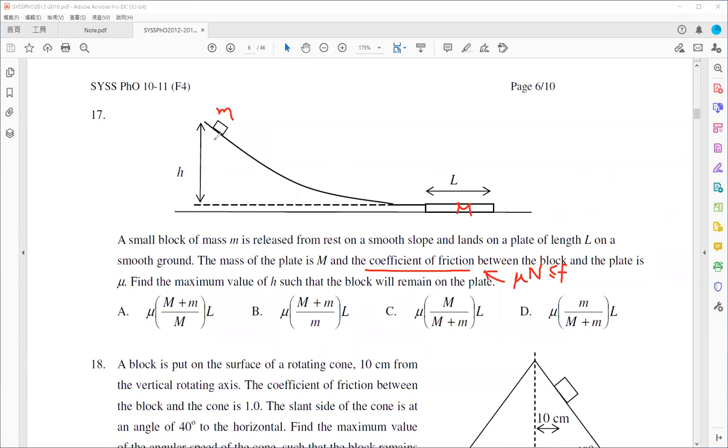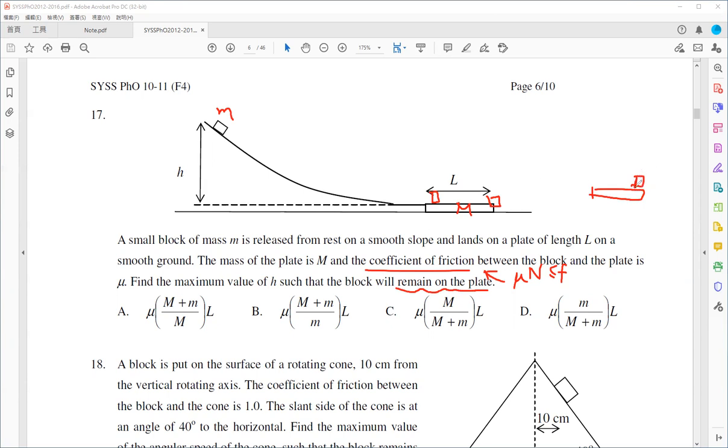When the small m just lands on the plate, there is friction between the plate and the block. The block will slide over the plate, but also because of the friction, the plate will move forward in the same direction as the block. So what does it mean by remain on the plate? It means it almost wants to fall from the plate.